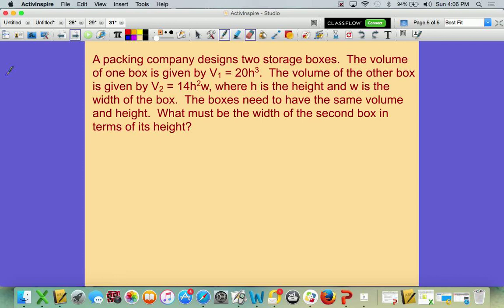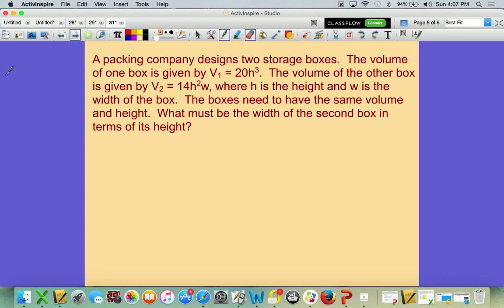Word problem. A packing company designs 2 storage boxes. The volume of one box is given by B1 equals 20h cubed. Volume of the other box is given by B2 equals 14h squared W, where h is the height and W is the width. The boxes need to have the same volume and height. What must be the width of the second box in terms of its height?